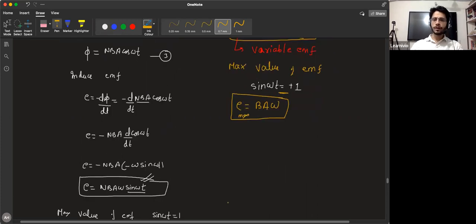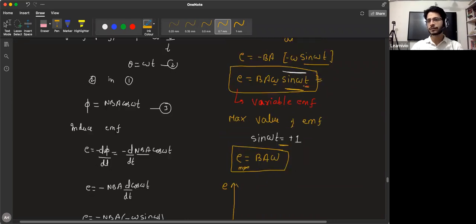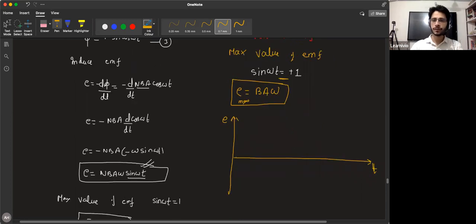If you want to plot the EMF versus time graph, this is time and this is EMF. Since this EMF has a sine omega t term, the function is sinusoidal. The graph will be that of sine theta. This is the standard plot of sine omega t, and this is the maximum value, Emax. This is how your EMF will vary. It will be 0, then become maximum, then again become 0, then negative, where the value will be minus of maximum. Then it will again become 0.